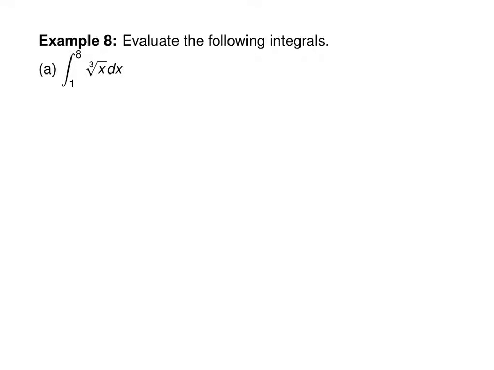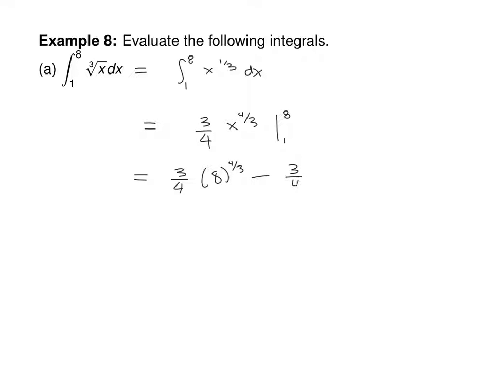Do you like this part better than the previous part? Antiderivative of x cube rooted. So that's x to the what power? 1/3. First it's 1/3, but when you antidifferentiate, you get x to the 4/3. And what do you need in front? 3/4. Great. And I think I gave you numbers that you can actually work out. So 3/4 times 8 to the 4/3, minus 3/4 times 1 to the 4/3.